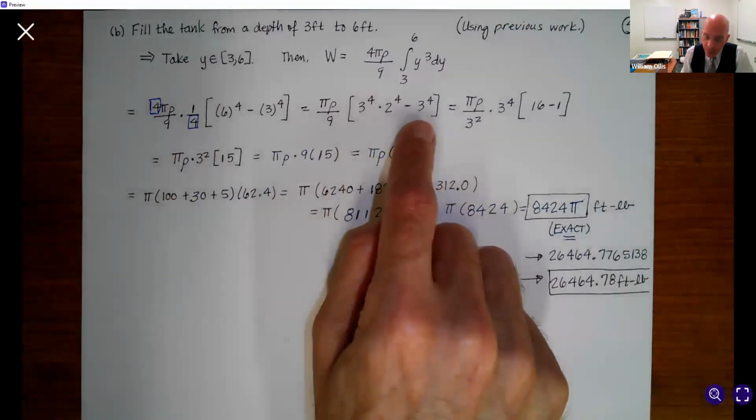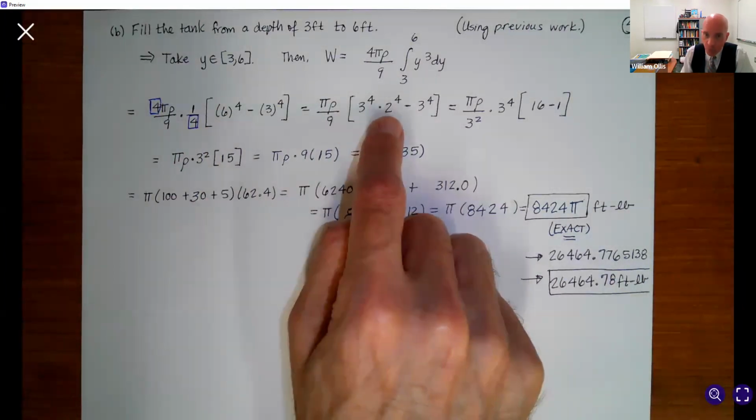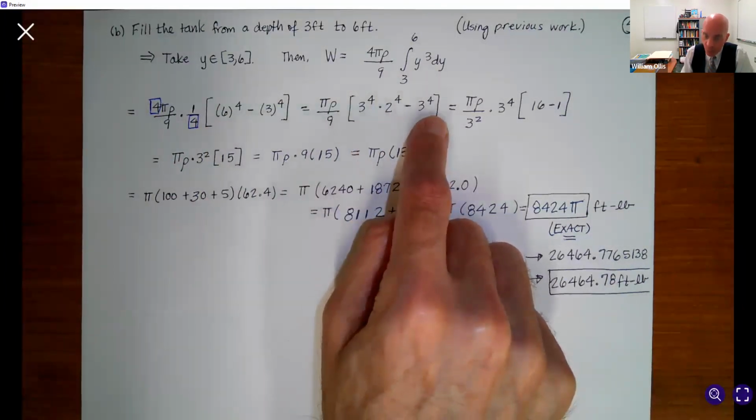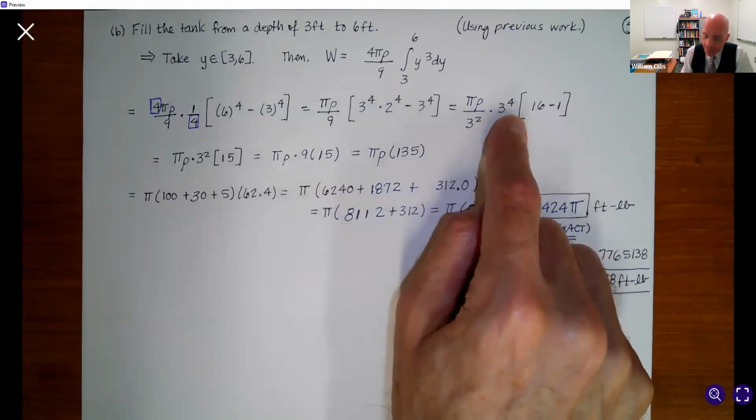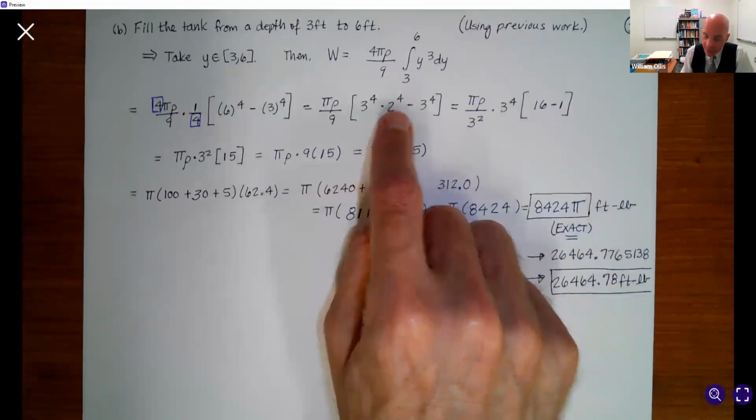Notice in this particular case, 6 is just 2 times 3. So you get 3 to the 4th times 2 to the 4th minus 3 to the 4th. So you can go ahead and extract the 81 there. And that just leaves you with what? A 16 minus a 1.